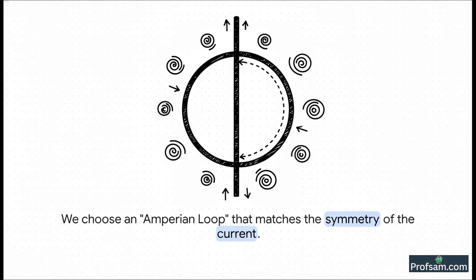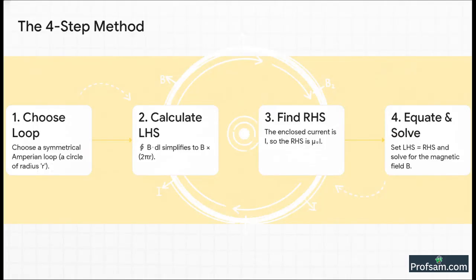Now, the whole trick, the secret, is to choose a loop that perfectly matches the symmetry of the current. For a long, straight wire, what's the most symmetrical shape you can draw around it? A circle, of course. So we'll draw a nice circular Amperian loop of radius r centered on the wire. Now you just have to follow these 4 simple steps. Step 1, we've chosen our symmetrical loop, a circle.